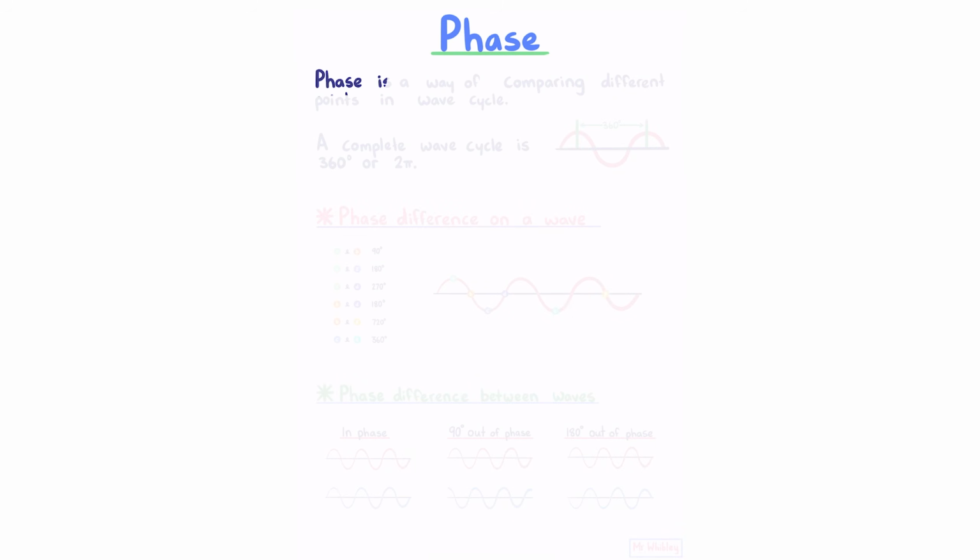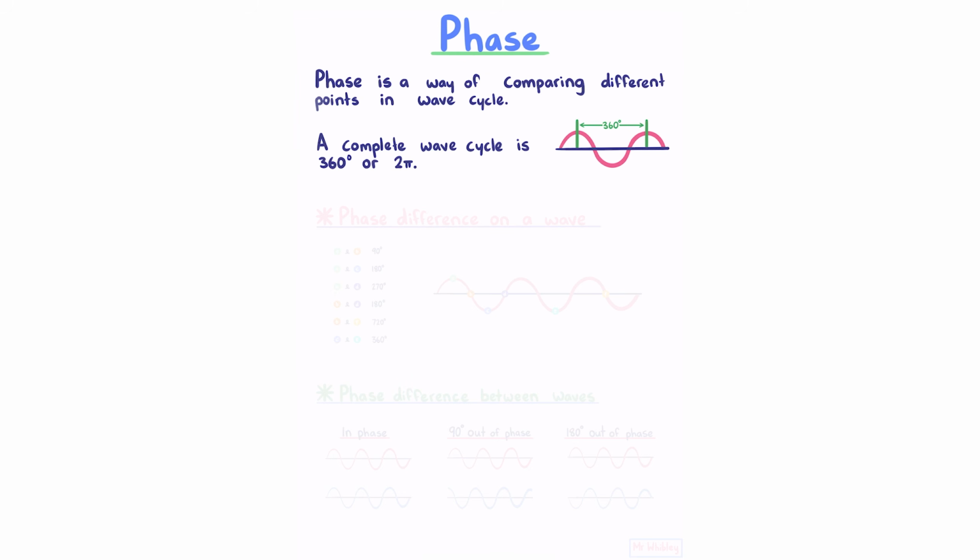Phase. Phase is a way of comparing different points in a wave cycle. And just to note, a complete wave cycle is 360 degrees, which we also write as 2 pi. And so if we're going to look at the phase difference on a single wave, defining points A, B, C, D, E, and F, the phase difference between A and B is 90 degrees. Since this whole length here is 360 degrees, and the difference between A and B is 1/4 of this, 1/4 of 360 degrees is 90 degrees.